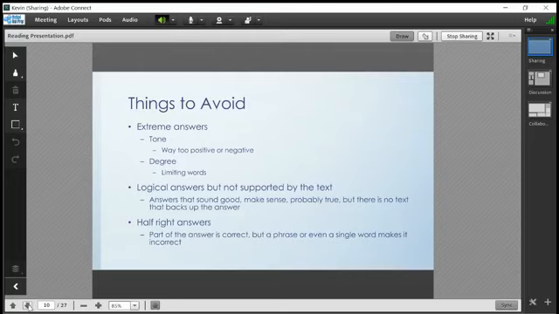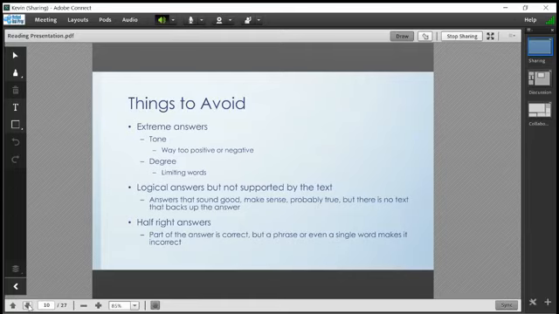You also want to avoid logical answers. Makes sense, but there's really nothing there to support in the text. The answers sound good, make sense. They're actually probably true. But there is no text that's going to back up that answer choice. You also want to be very careful of half-right answers, where part of the answer is correct, but a phrase or sometimes even just a single word is going to make that choice incorrect.